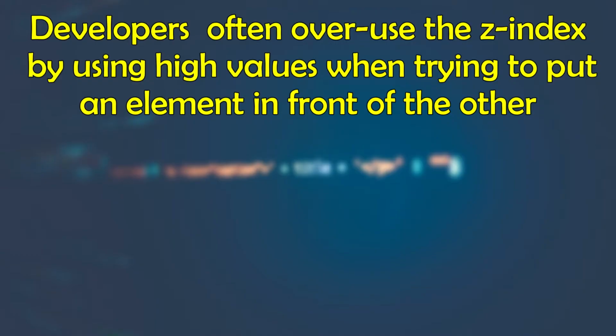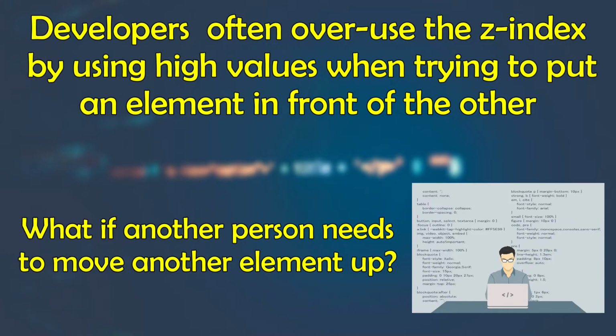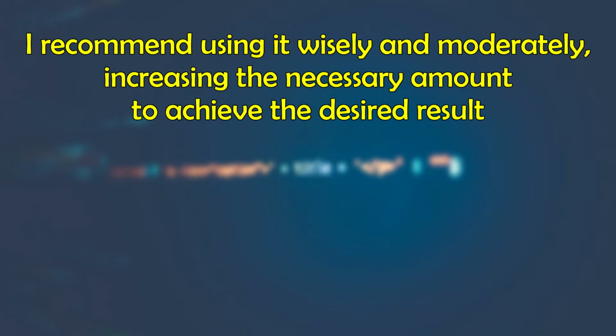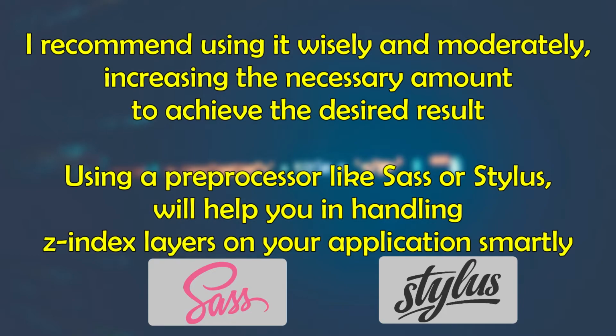I've seen developers overusing the z-index by using high values when trying to put an element in front of the other. What if another person needs to move another element up? This person will have to set an even higher z-index value, isn't it? I recommend using it wisely and moderately, increasing only the necessary amount to achieve the desired result. It is also important that using a preprocessor like Sass or Stylus will help you handle z-index layers on your application in a smarter way.